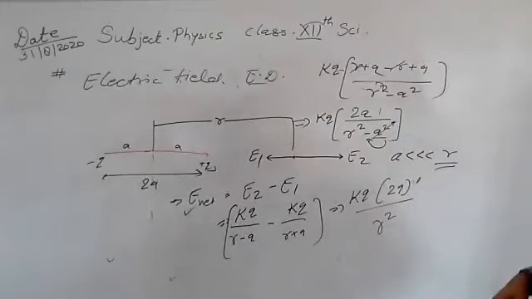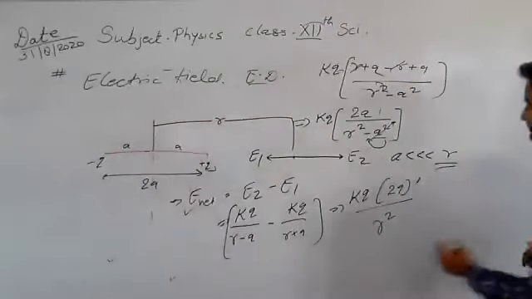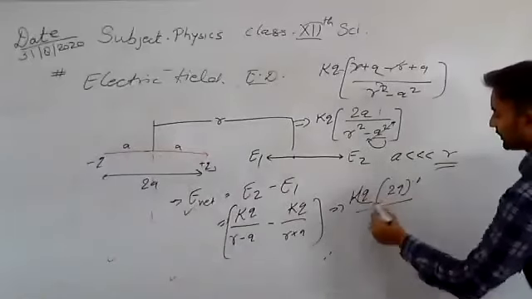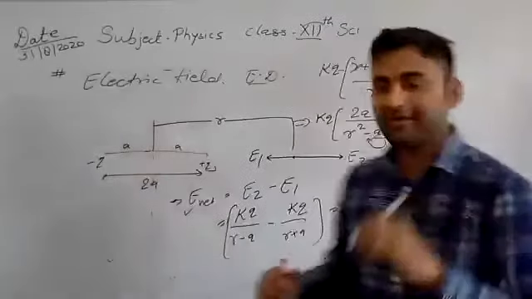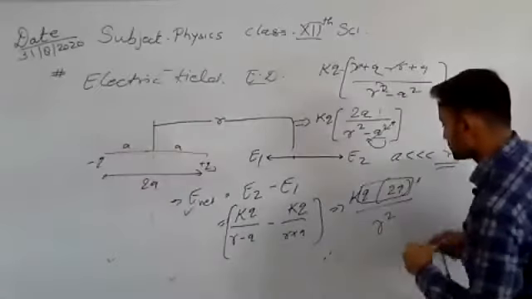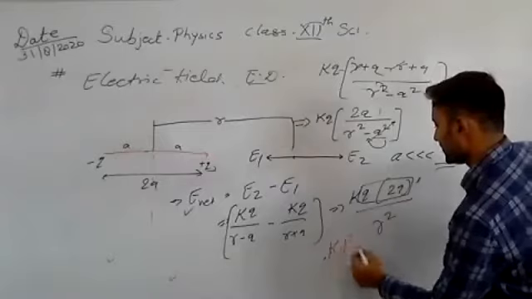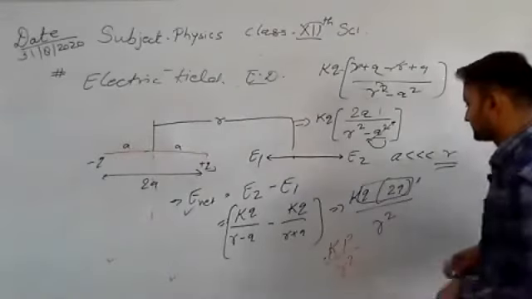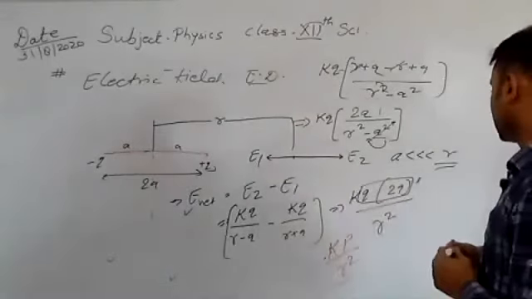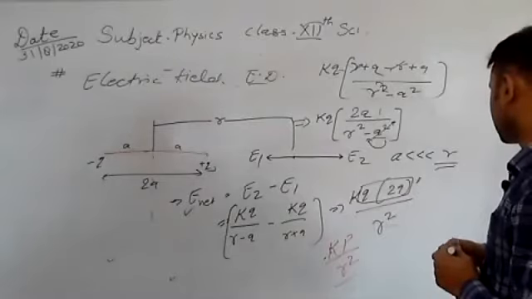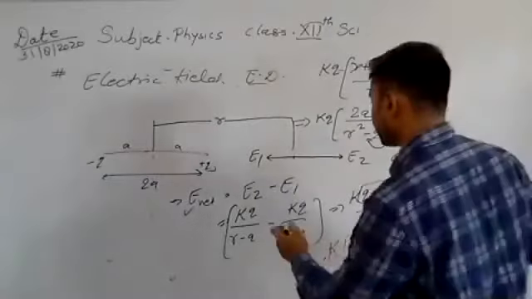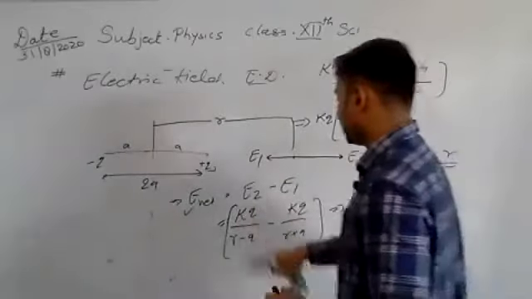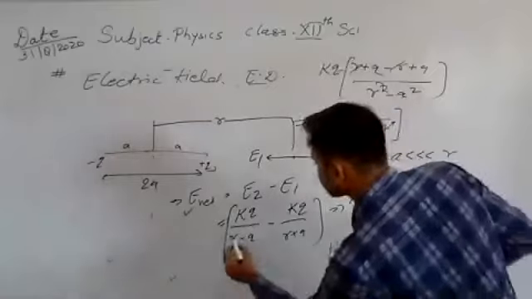Very good. So what is this Q into 2A? What is Q into 2A? It is P vector. So this will become KP by R square. Sorry, something went wrong. E2 minus E1. What is electric field intensity? Okay, it is square here.